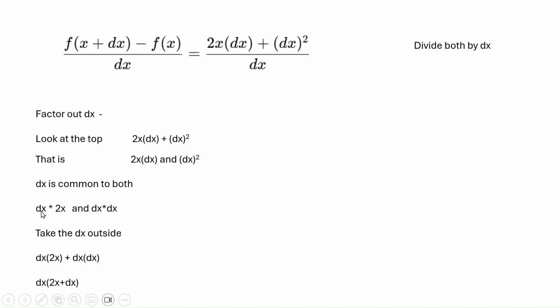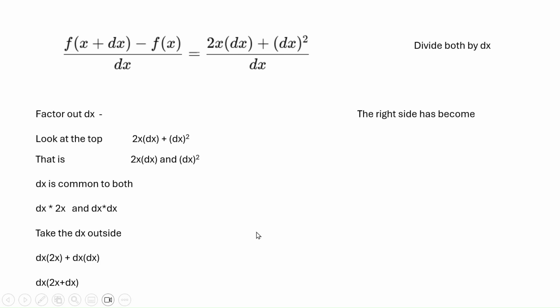So what have we got? We've got dx times 2x, if I just times that out, and I've got dx times dx. I can write it like that. That's interesting, because that lets me write dx 2x and dx dx in this way with the brackets. Actually, that can be written much simpler by simply writing dx times 2x plus dx. So I can simplify the part on top to simply dx (2x plus dx). If we times that through, you'll get back to where we began.